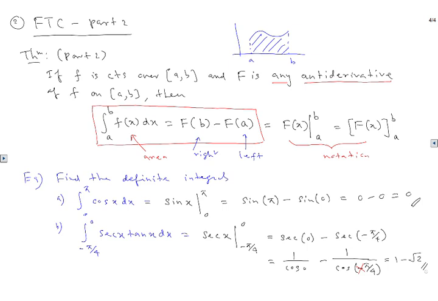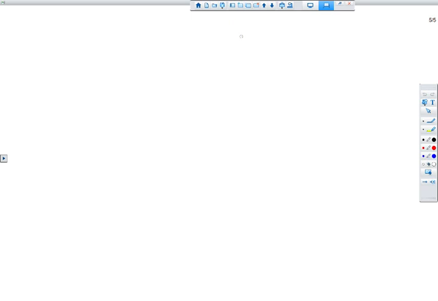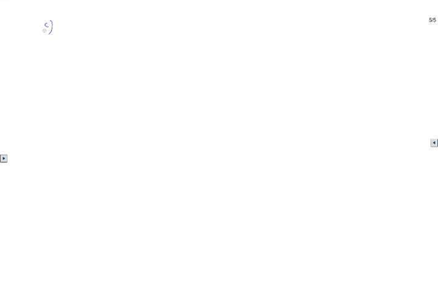Okay, let's do a few more examples. I hope this is clear. How about this one? The integral from 1 to 4 of 3/2 square root x minus 4 over x squared dx.